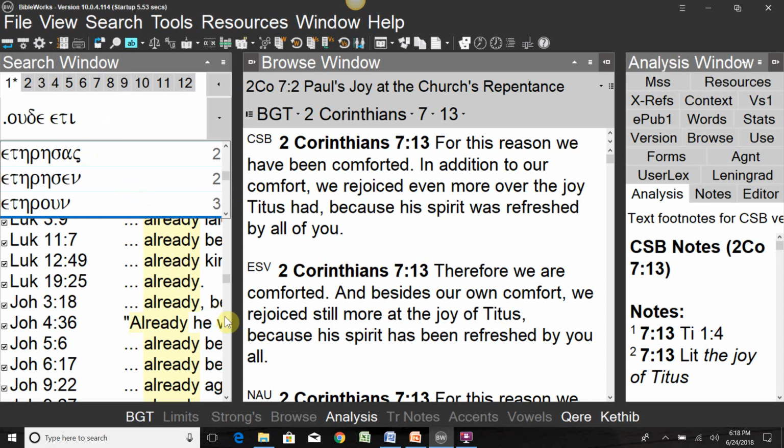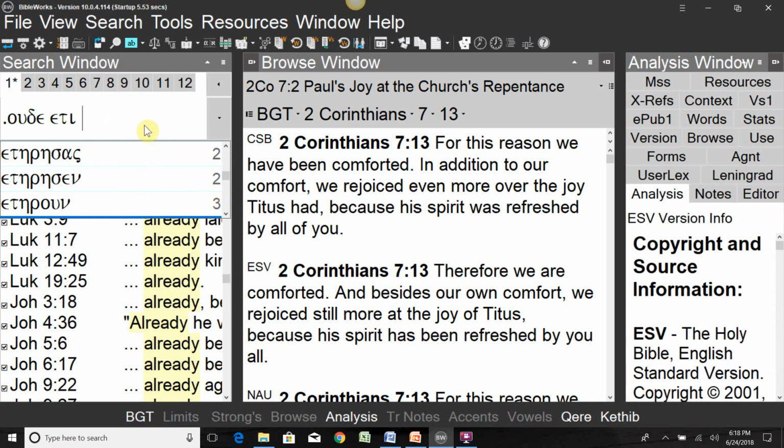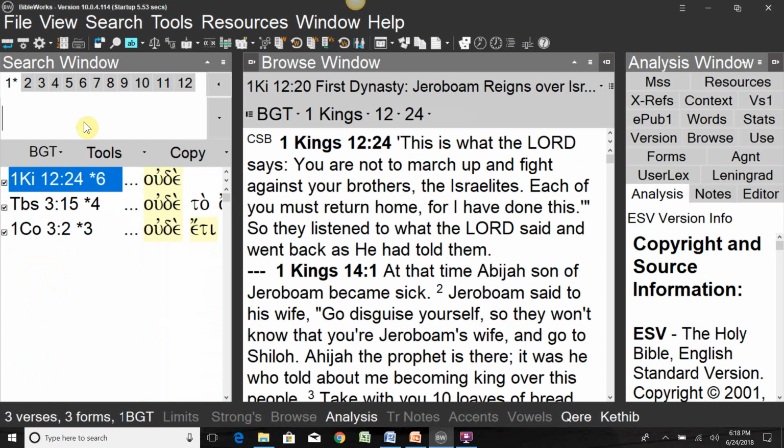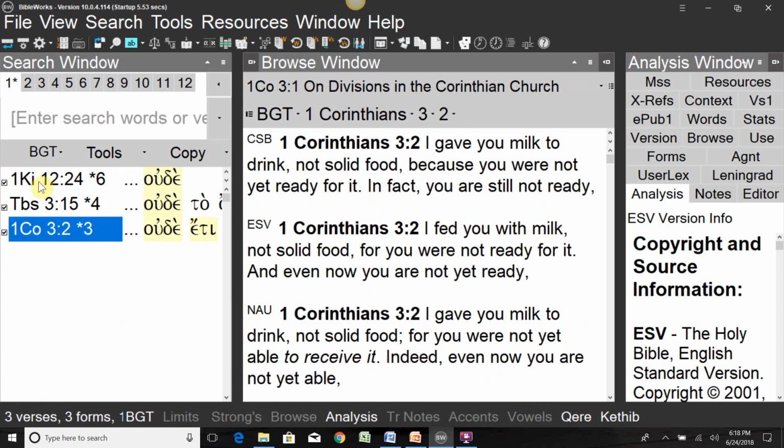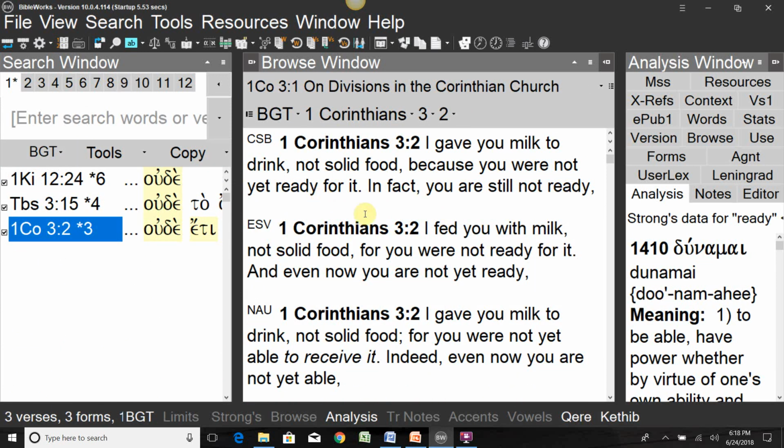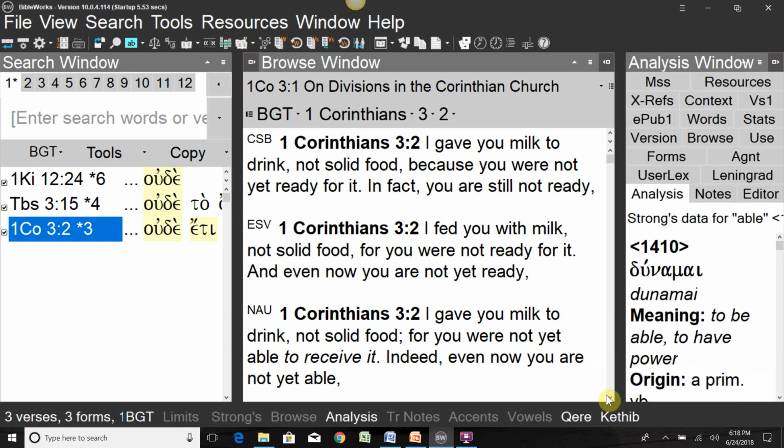What were some of the other words that we had in there? After that we have ude, eti, and then noon. That should be fairly specific. There we go. 1 Corinthians 3:2. I gave you milk, not solid food, because you were not yet ready for it. In fact, we're still not ready. Yeah. Okay, I got it from there.